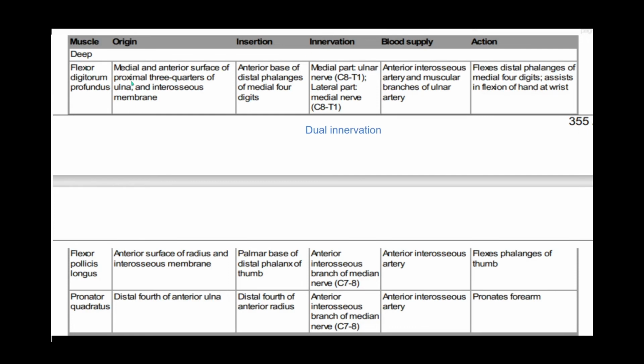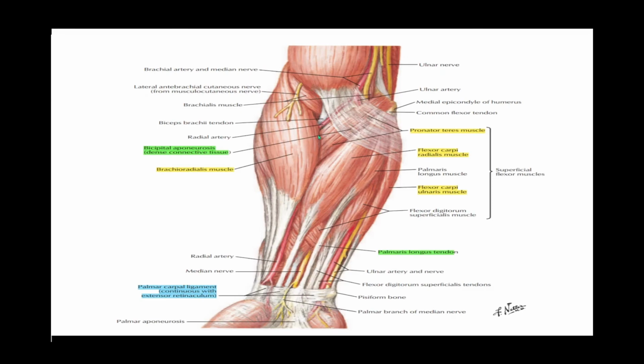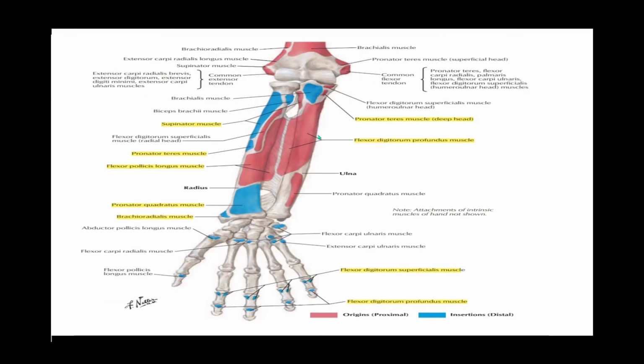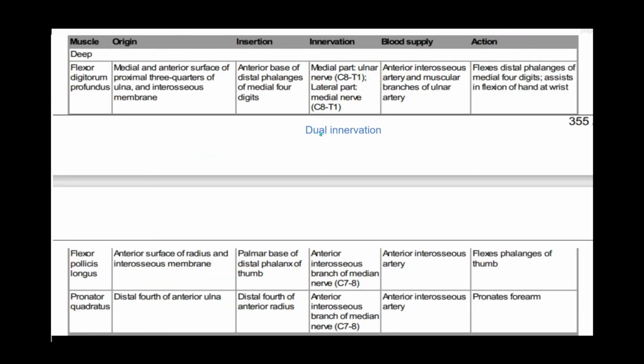Innervation of the flexor digitorum profundus: it has a dual innervation. So you can see I put there dual innervation. The medial part, which is the ulnar part, is innervated by the ulnar nerve, whereas the lateral part is innervated by the median nerve. The action of the flexor digitorum profundus is to flex the distal phalanges of the medial 4 digits. It also assists secondarily in flexing the hand and the wrist.